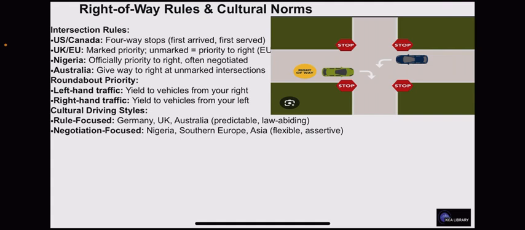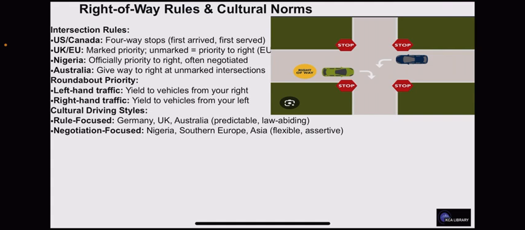Under that we have the intersection rules. For the US or Canada, we have four-way stops: first arrived, first served. That is, the first to arrive will be first served. In the UK and European Union (EU), we have marked intersections with priority to the right. You give priority to the right. Then in Nigeria, we have officially priority to the right, when negotiated. The official priority is mostly given to the people at the right side.